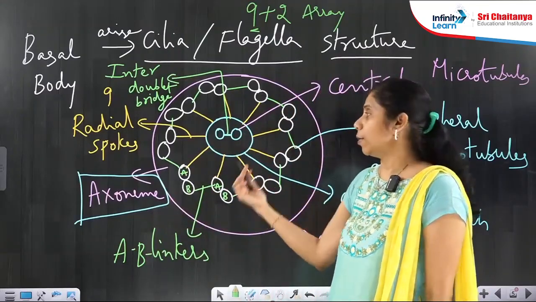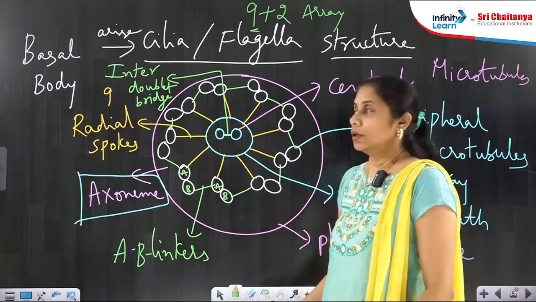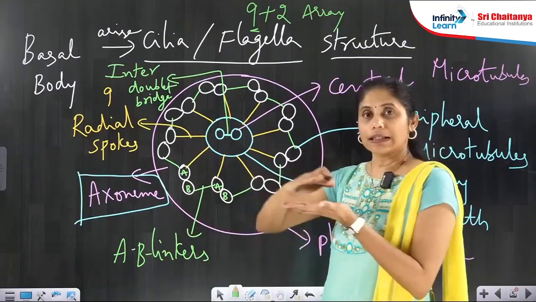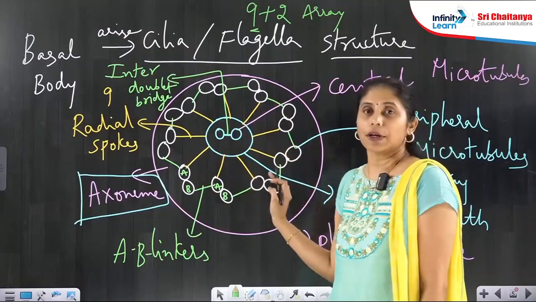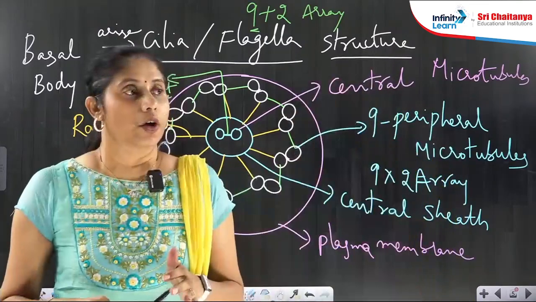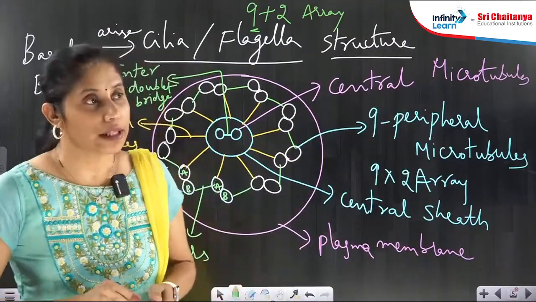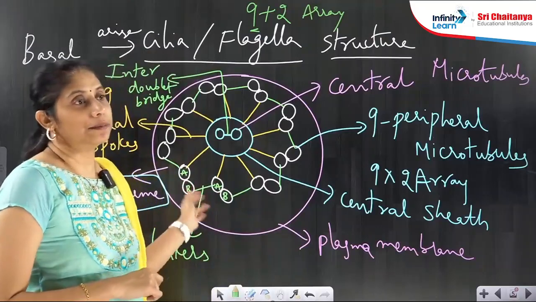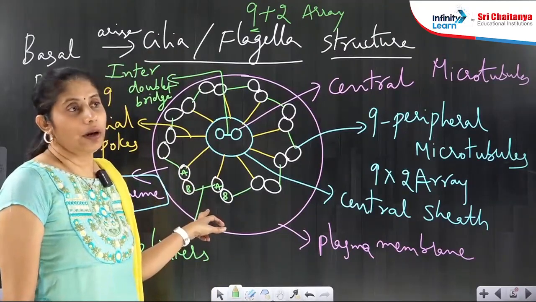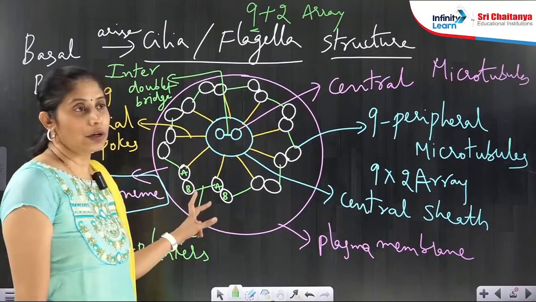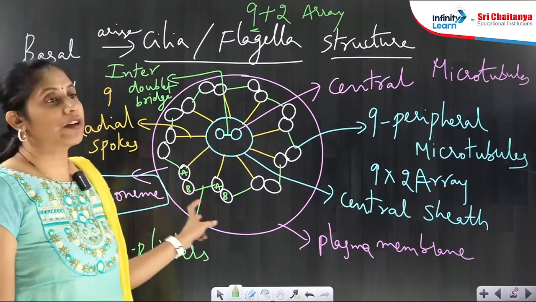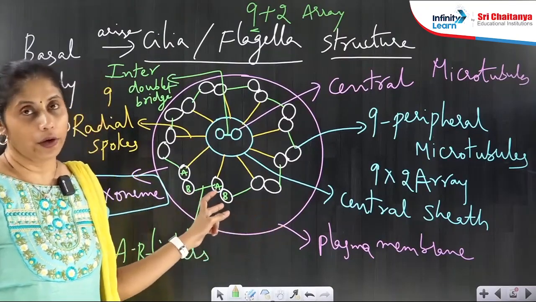The core of the cilium or flagellum is called the axoneme. This is the structure in the transverse section of any cilium or flagellum. It will have this type of structure. Have all understood? So, how many microtubules will be there in the side? 9. Very good. Is it doublet or triplet? Doublet means 2, triplet means 3. Peripheral microtubules are present. Very good.